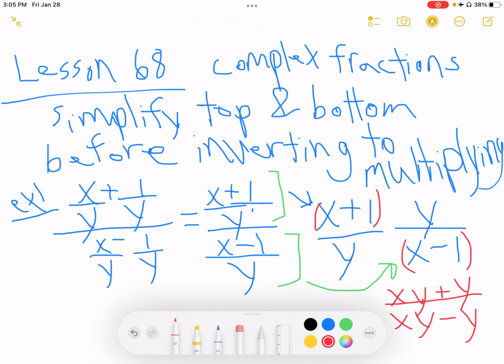And then what you can see, just a second, I'm looking at this thing real quick.